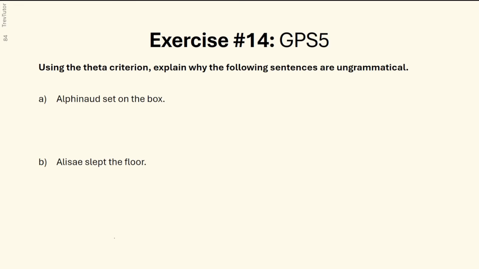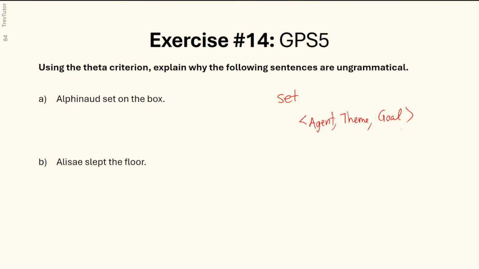Let's take a look at some sentences and explain why they're ungrammatical using theta theory. The first sentence is Alphino set on the box. If we think about the verb set, what do we want? Let's think of thematic roles. We want an agent, so someone is setting something. We want a theme as well. And then it needs to go to a location: agent, theme, and then on the box. Oh, it's not really a location. It's more like a goal in this case.